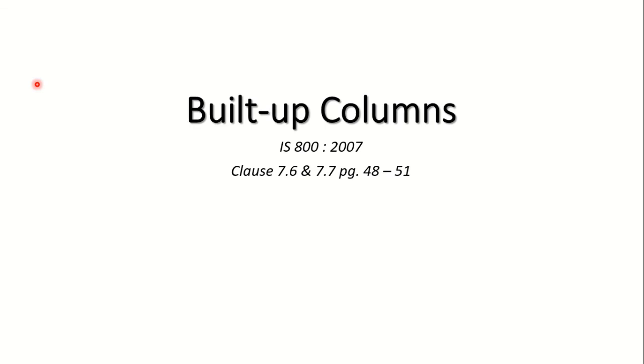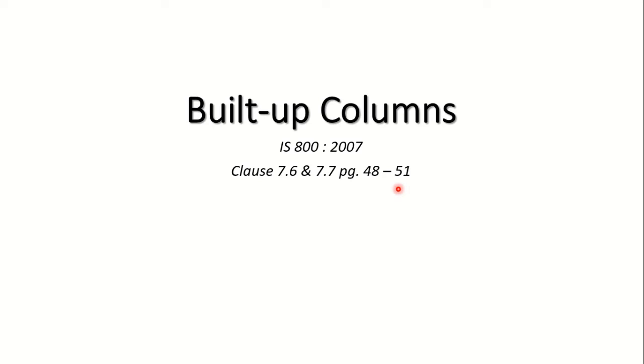In this class, we'll take up the design of built-up columns. We'll see what built-up columns are, what different types of arrangements there are for tying these columns together, and what the IS code specifies about built-up columns, their configuration, and their design. This part is in IS 800 2007, clauses 7.6 and 7.7, on pages 48 to 51.